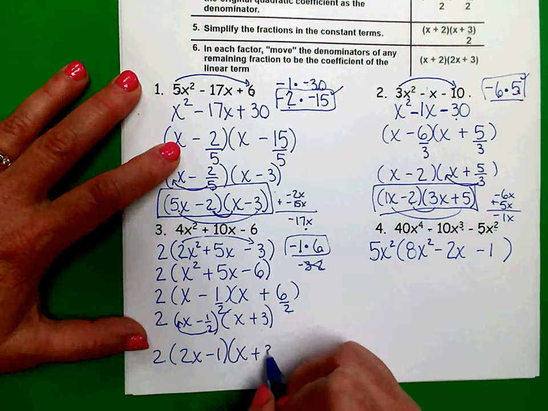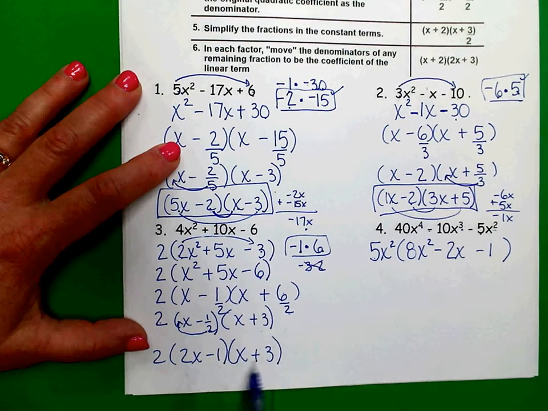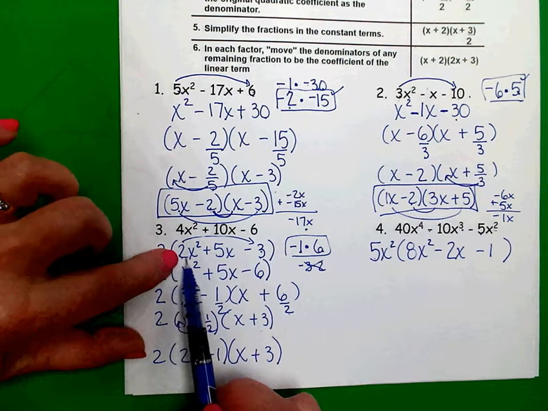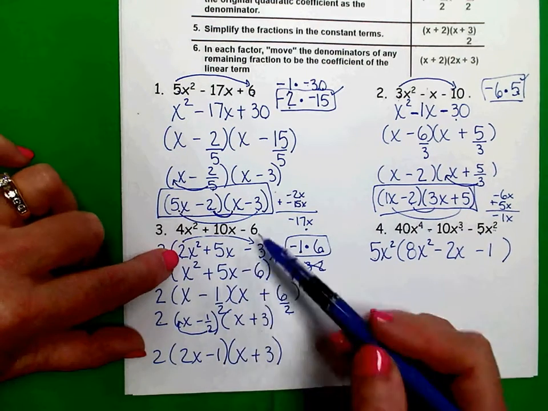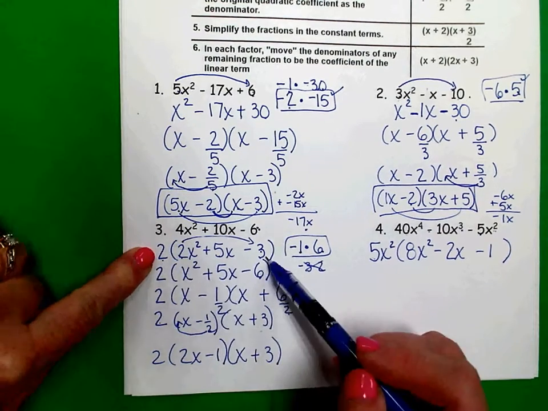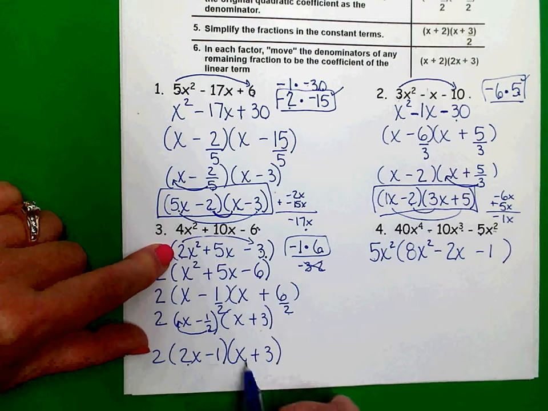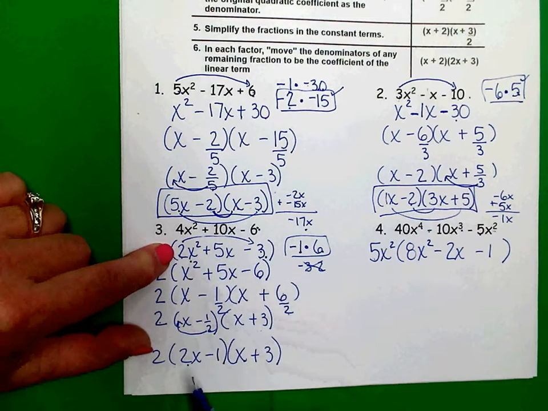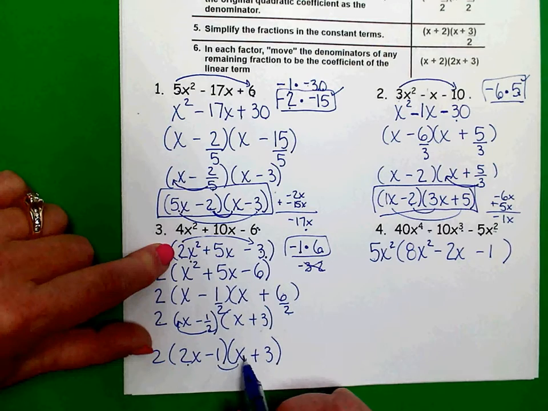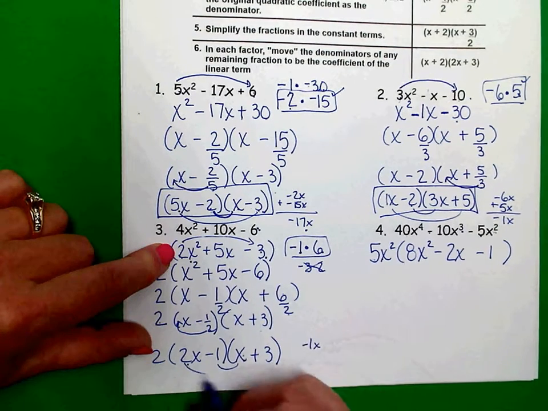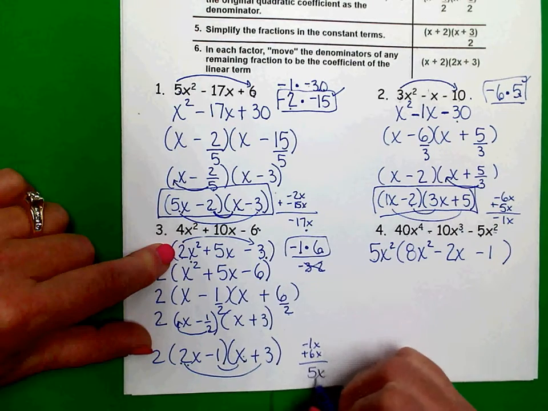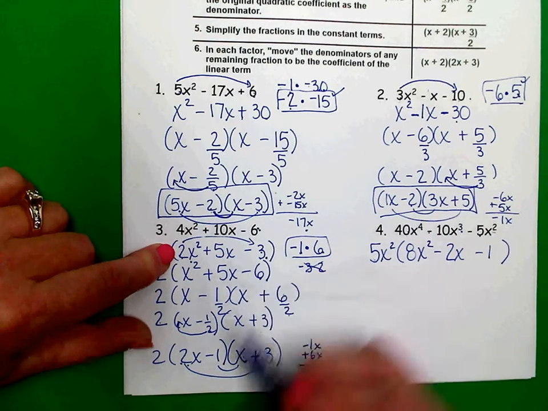Now when I check this one, I'm seeing if it matches what I had to start with. This is the one that I was factoring, not this one. This, I took the 2 out of, and it turned into this quadratic. So 2x times x is 2x squared. Negative 1 times 3 is negative 3. Negative 1 times x plus 2x times 3 adds up to positive 5x, which is what I had. So my answer is all of this.